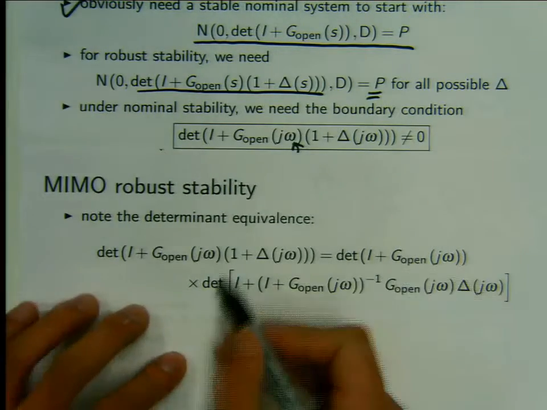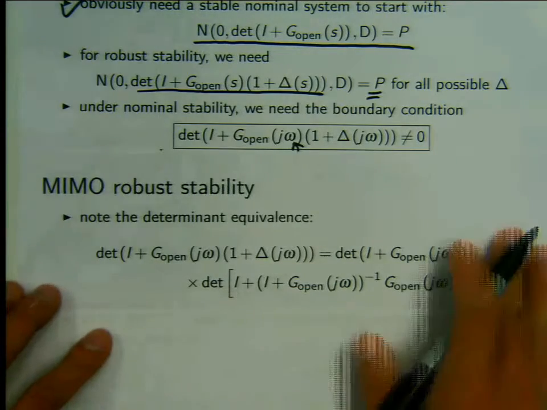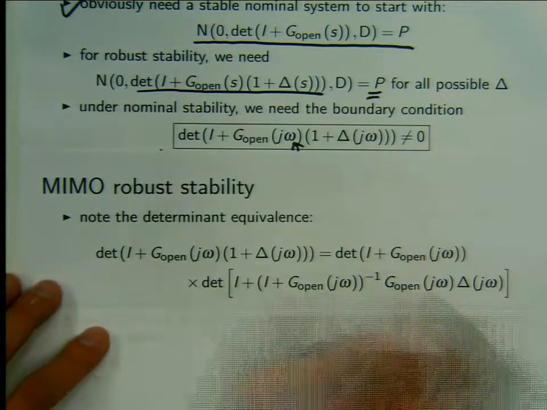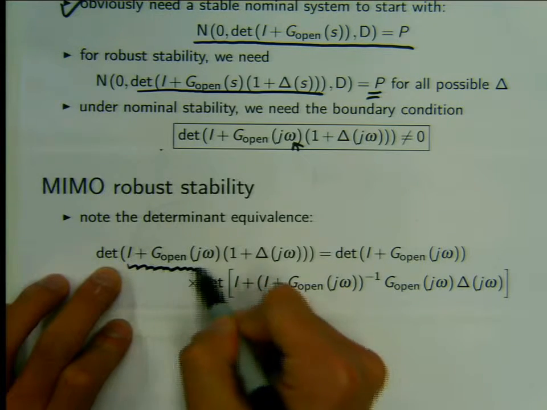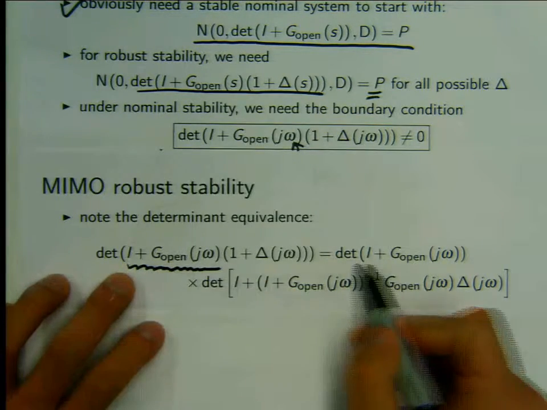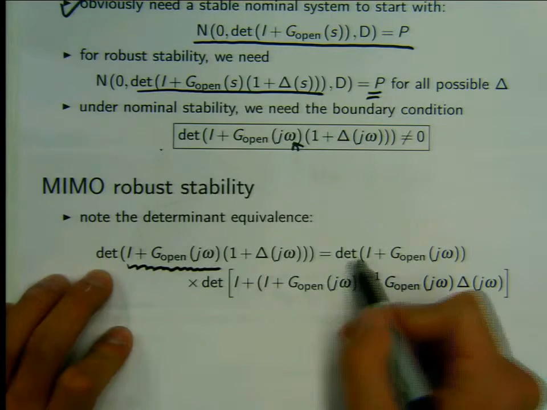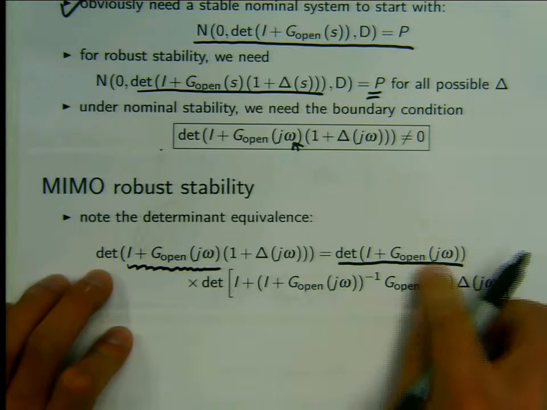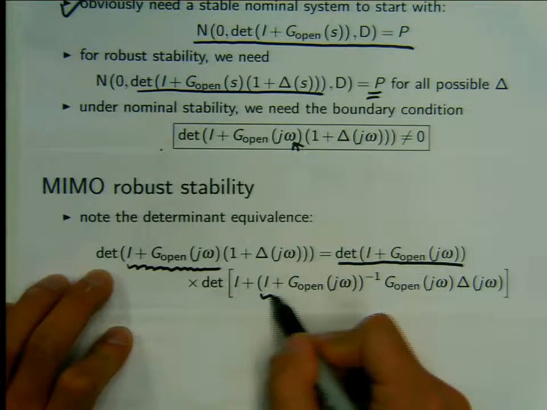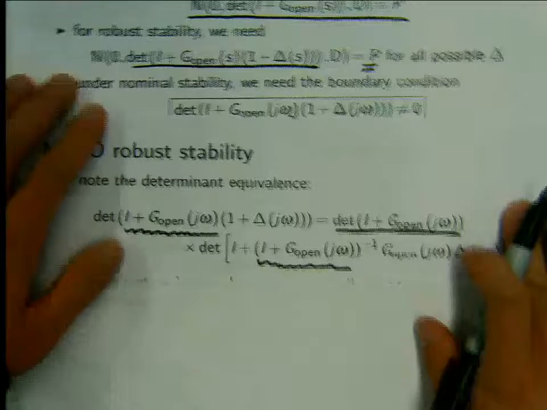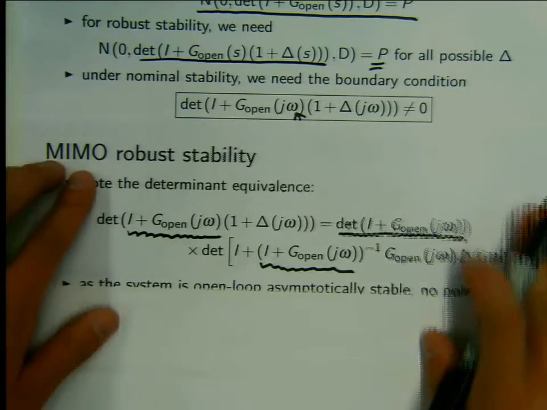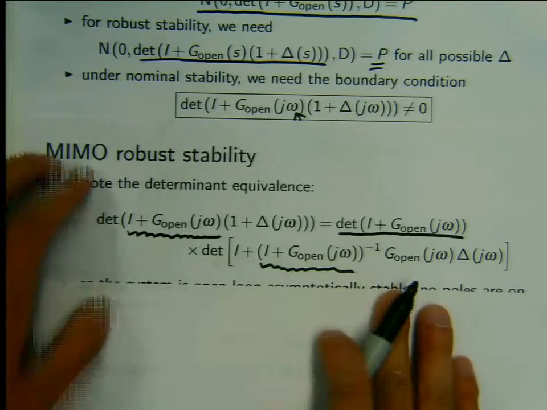It's something very similar to the trick we have done a few minutes ago. So take out one part over here, I plus G inverse, and then separate this determinant into two parts. So I take out this, I have to multiply back the inverse of it over here, to reach this equivalence. Okay? So look at this equation.